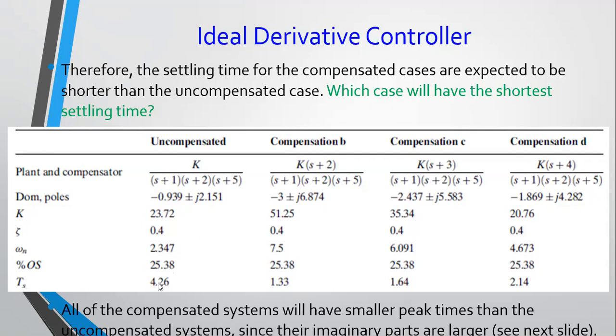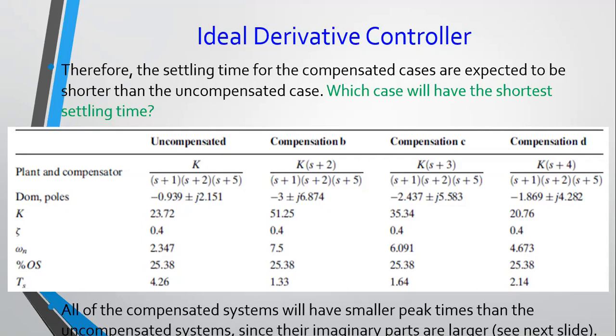This is what we've got, and from this value here you can work out your settling time. So how we got this value 4.26 is simply 4 over 0.939, and similarly how you get this 1.33 is 4 over 3. Similarly 4 over 2.437 you get the settling time, and similarly 4 over 1.869. So you can see here this was your original settling time. By adding now the 0, you are able to reduce your settling time.